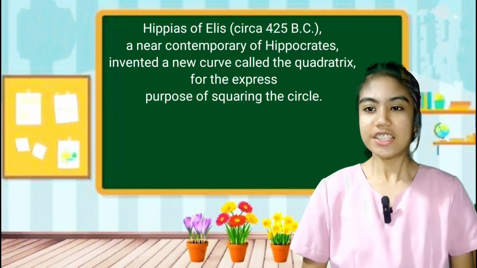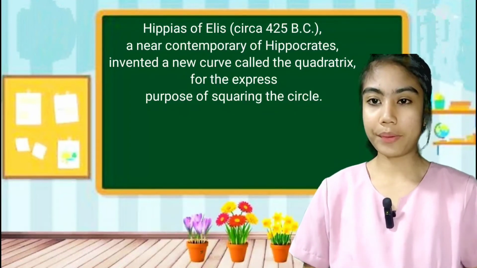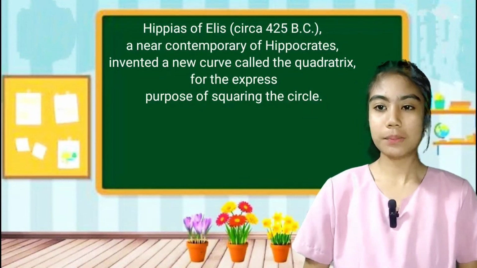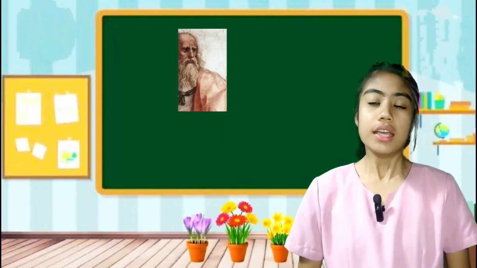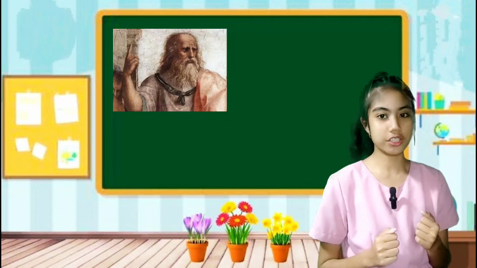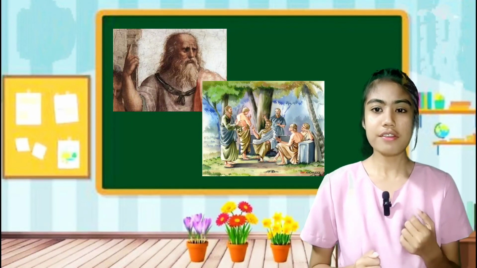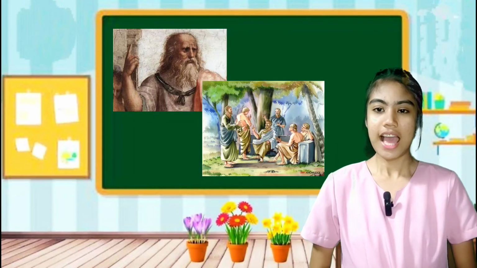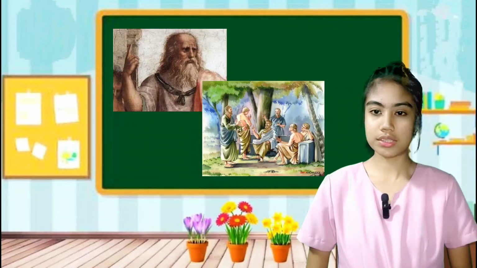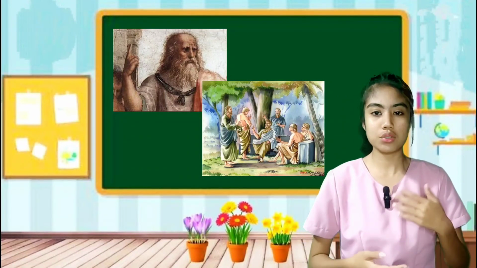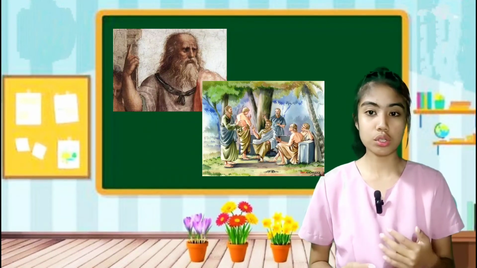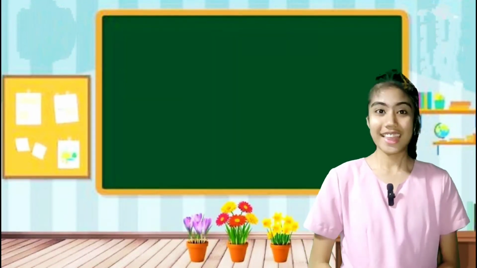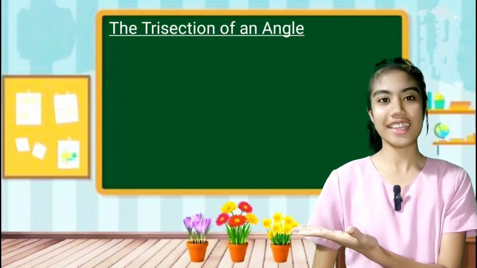Hippias of Elis, a near contemporary of Hippocrates, invented a new curve called the quadratrix for the express purpose of squaring the circle. His solution was perfectly legitimate but did not satisfy the restriction Plato had laid down. Hearing that Hippias had devised a sliding apparatus by which his curve could be drawn, Plato rejected the solution on the grounds that it was mechanical and not geometrical. The last one is the trisection of an angle.